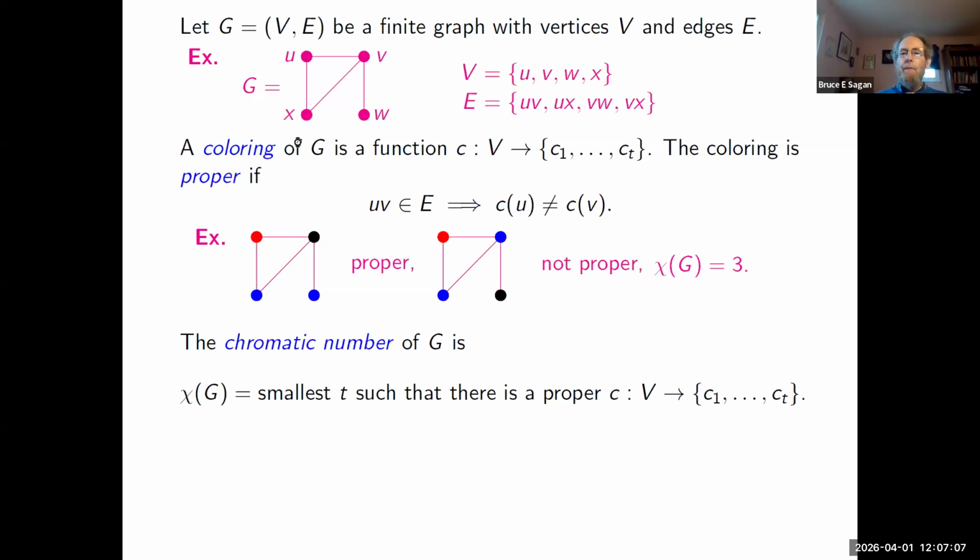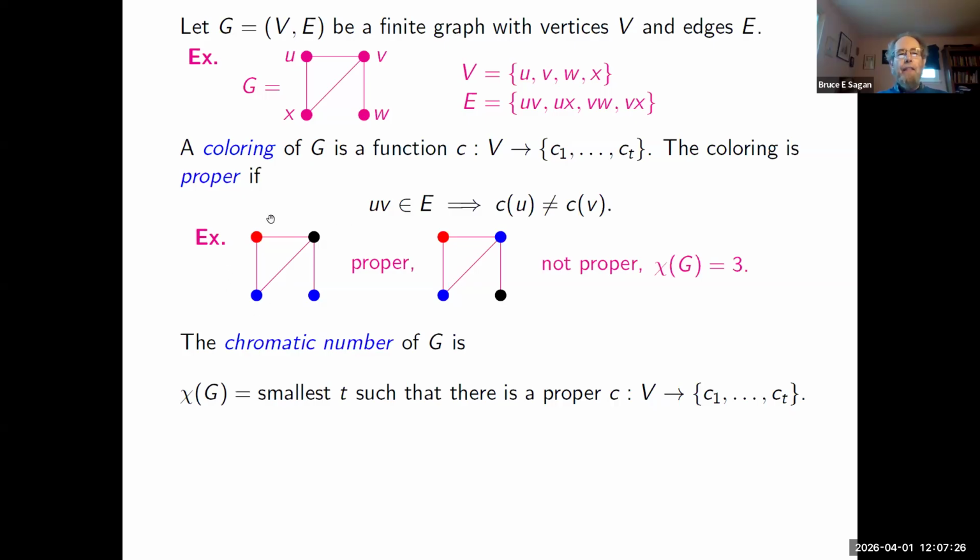Well, it turns out to be 3. Why is it 3? Well, I just displayed for you a proper coloring that has 3 colors, right? So you can do at least as well as 3. Why can't you do any better? Why couldn't you do it with 2 colors?